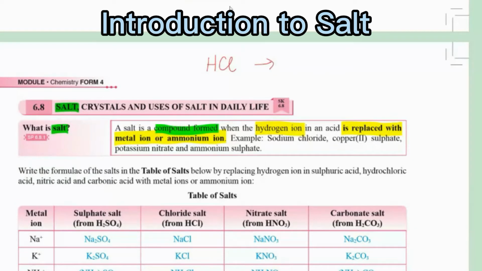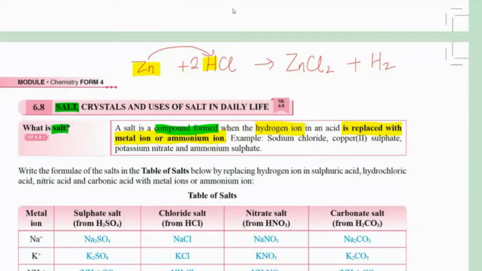Okay. It reacts with zinc. So the zinc will replace the hydrogen. Okay. So that means you form zinc chloride. Okay. And the hydrogen gas. So times 2 here. So that means the hydrogen ions from the acid are replaced by the metal ions. So here the metal ions are the zinc ions, right? So we call this a salt.